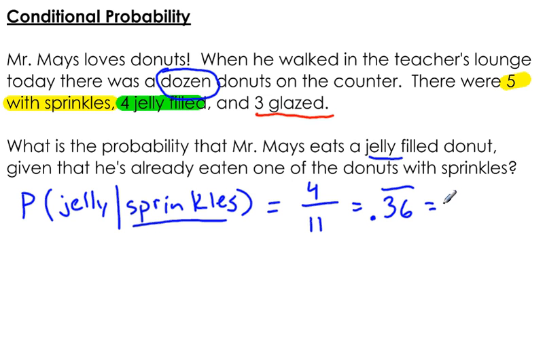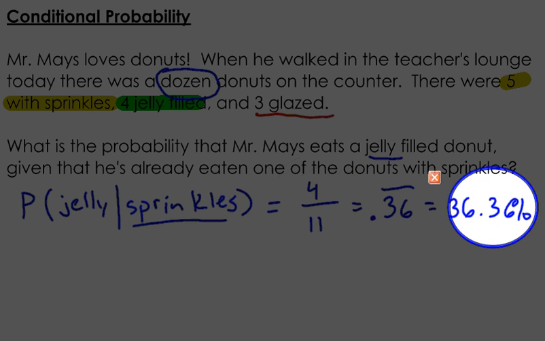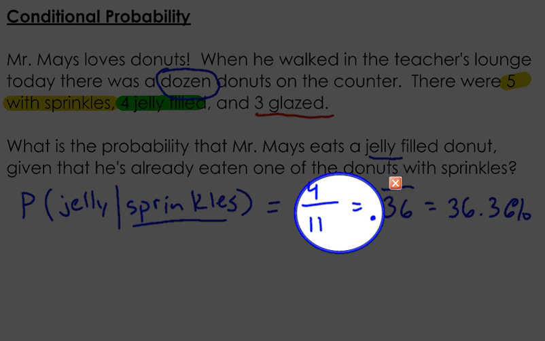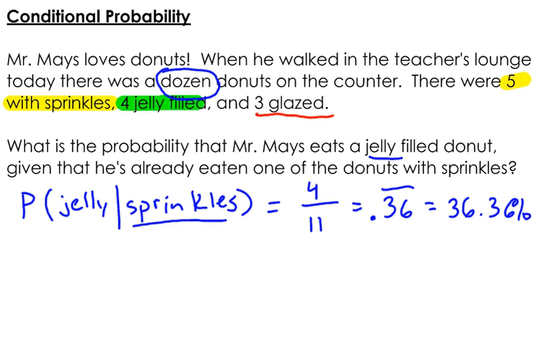And if I wanted to write that as a percent, I could say 36.36%. Once again, I think I said this in one of my previous videos, it's okay if you write your probability as a fraction, a decimal, or a percent. Lots of times it just depends on what the scenario is. Is a percent the best way to answer the question, or is a decimal or a fraction the best way to answer the question? But there you go, another example of conditional probability.